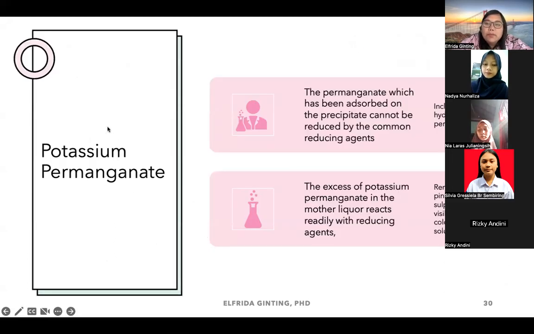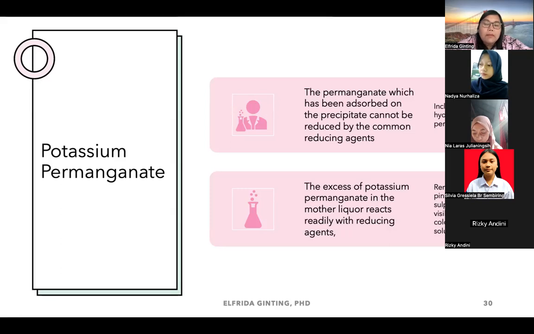Now, the permanganate is absorbed on the barium sulfate precipitate, and you cannot reduce it with a common reducing agent. For example, if you have hydrogen peroxide, you won't be able to reduce the permanganate. So what you can do is use excess potassium permanganate, then the excess potassium permanganate can react with the reducing agent, and the precipitate will form a pink barium sulfate.